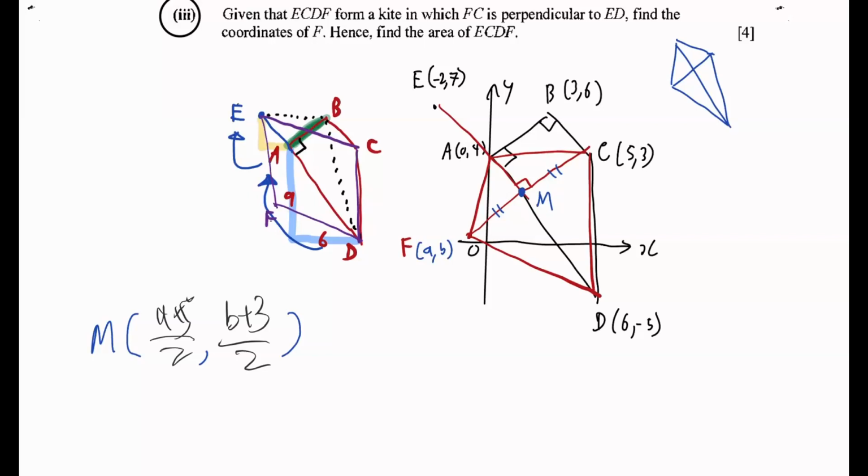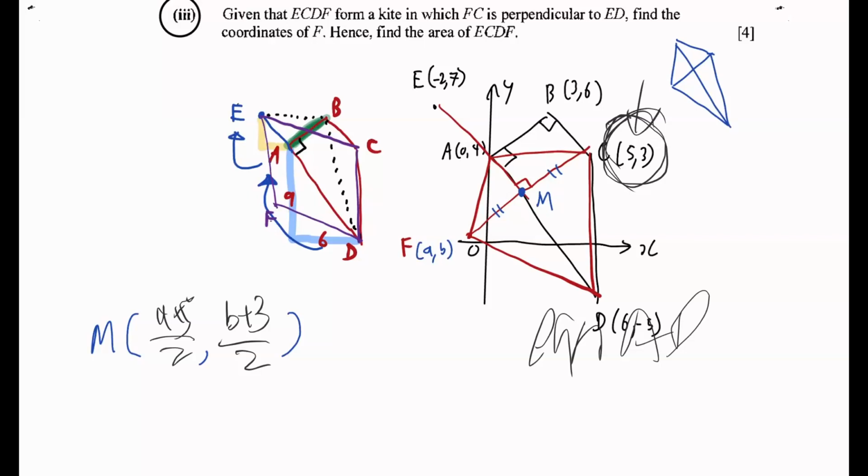Okay, then let's think about it. Is there another way to find this midpoint? This midpoint is the point of intersection between two lines, FC and AD. Can we find the equation? Yes, the equation of AD. Good. And then the equation of FC. Since they are perpendicular, the negative reciprocal of the gradient of AD is the gradient of FC. Then you can use the point-slope formula, substituting x equal 5, y equal 3, and then you have the equation of FC.